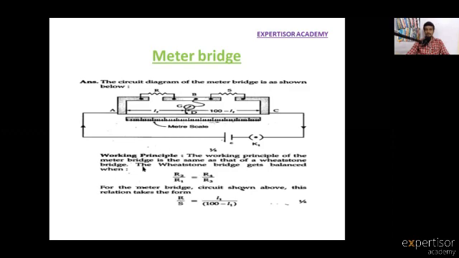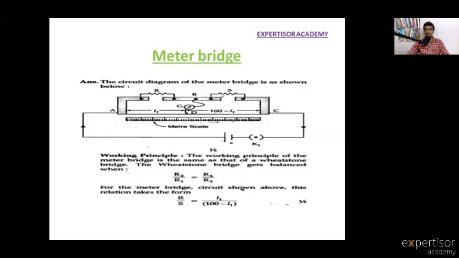See the working principle of the meter bridge. It is the same as that of a Wheatstone bridge. The Wheatstone bridge gets balanced when R2 divided by R1 is equal to R4 divided by R3, or R1 by R2 is equal to R3 by R4. For this meter bridge, you have to use this equation. See how to use this equation. First of all, take the reciprocal of this equation. That means R1 by R2 is equal to R3 by R4.